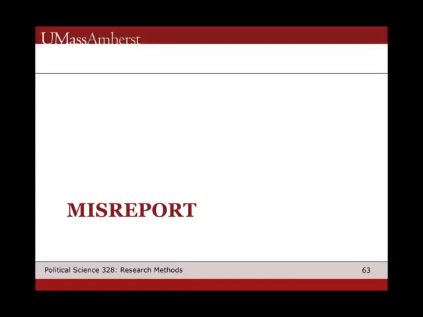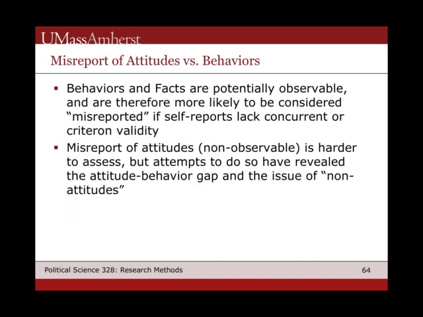Now we'll move on to the final part of lecture five on survey design. Looking first at the issues of misreports. So this is an issue where, in essence, we can think about people who report what they really believe or what they say they believe or what they say they have done, and they have reported this incorrectly.